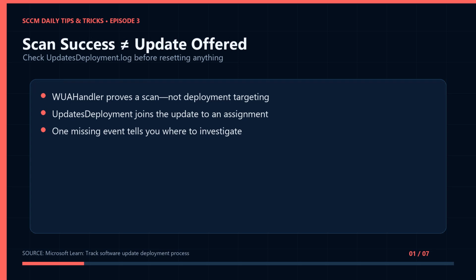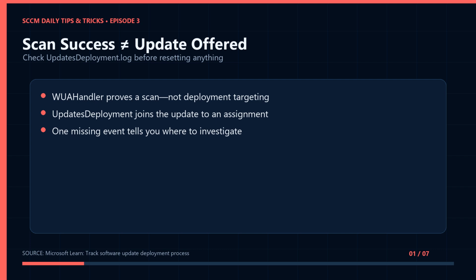The SCCM software update scan succeeds, but the expected update is missing from Software Center. Do not reset Windows Update yet. A scan refreshes applicability data. It does not prove that the client received a deployment, reached its schedule, or made that update actionable.